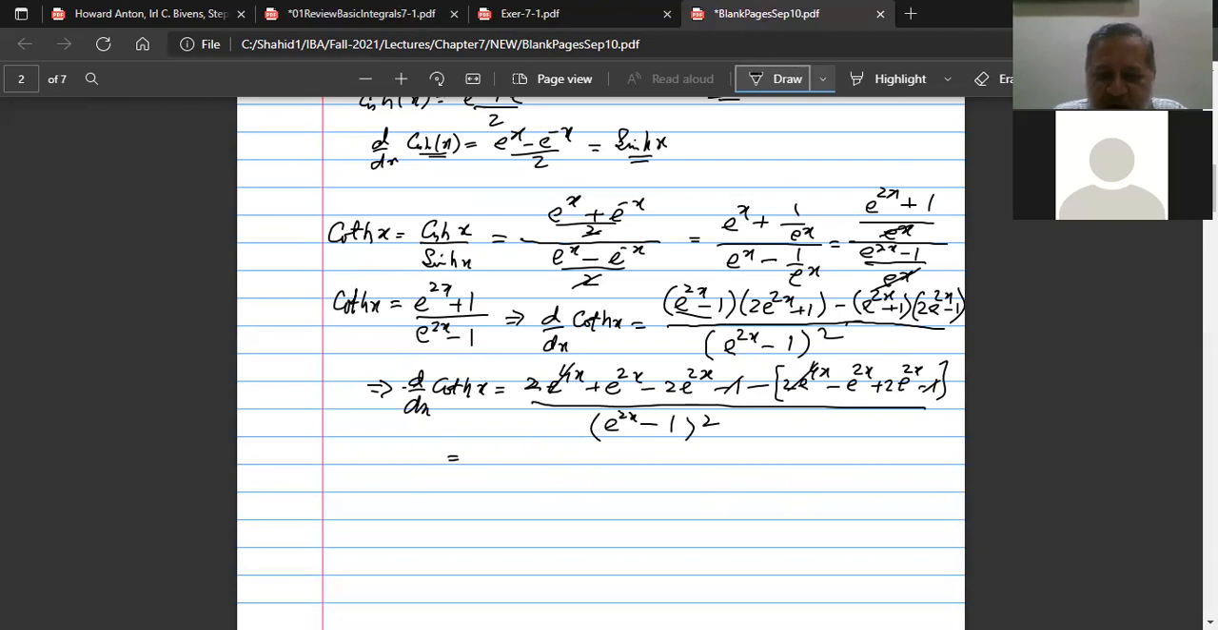And what we are left with, e power 2x plus e power 2x, 2 e raised to power 2x, minus 2 e raised to power 2x, minus 2 e, so minus 4 e raised to power 2x divided by e power 2x minus 1 raised to power 2.